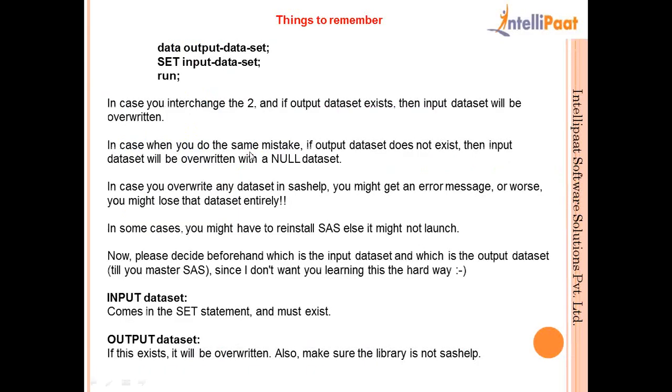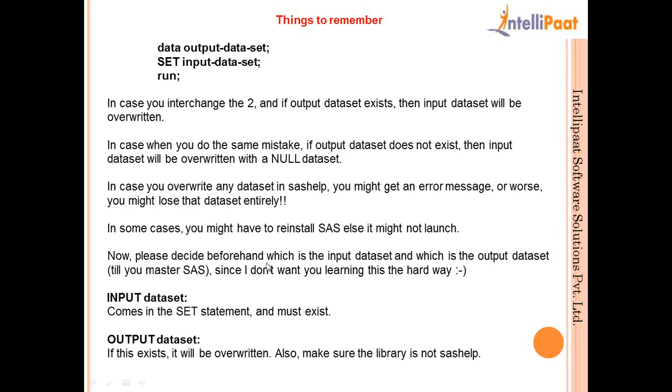Then in case you make some mistake, if the output data set does not exist, then the input data set will be overwritten with the null data set. In case you overwrite any dataset in SASHELP, you might get an error message, or worse, you might lose that dataset entirely, because that is a default dataset given by SAS. If you overwrite that, then definitely you will lose it and you cannot get it unless you download it from Google or SAS again. In some cases, you might have to reinstall SAS, else it might not launch. So this is one of the possibilities which can happen in the worst condition.